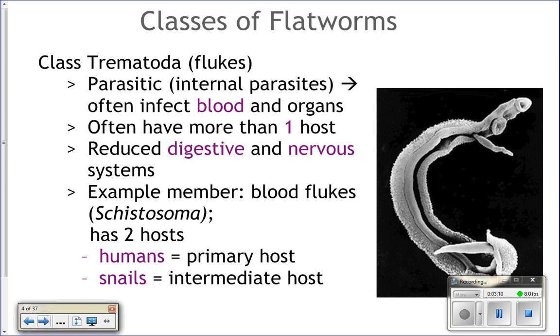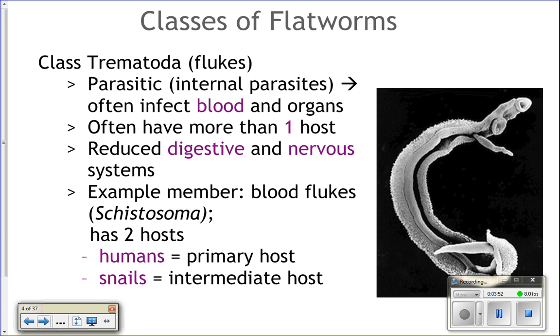Okay, trematodes, Trematoda. These are flukes. So these are typically parasitic, and they're going to actually infect humans, some of them. And they can infect humans in the blood and also in other organs inside of your body. They typically have more than one host. So the blood fluke that we're going to talk about today actually has an intermediate host of snails. So they spend part of their life in a snail, and then they spend part of their life in humans. Okay, so then they need both hosts in order to finish their life cycle. So they have more than one host.